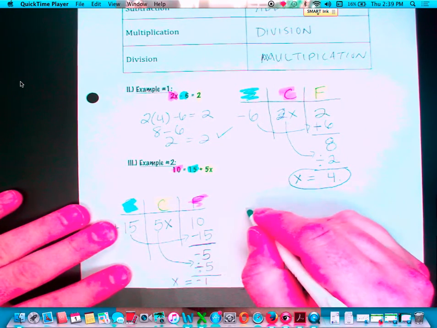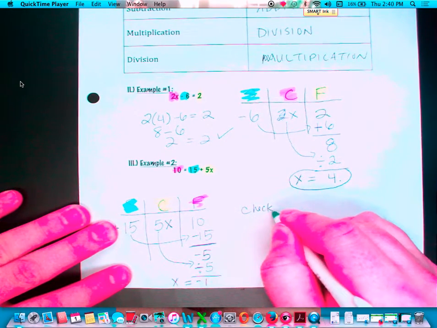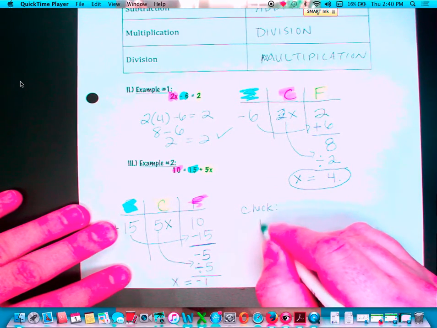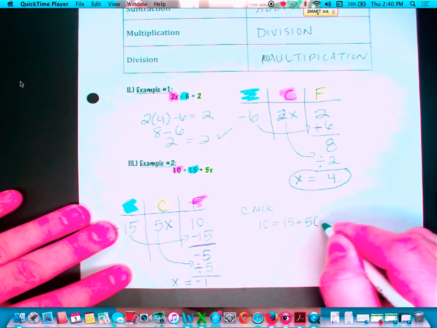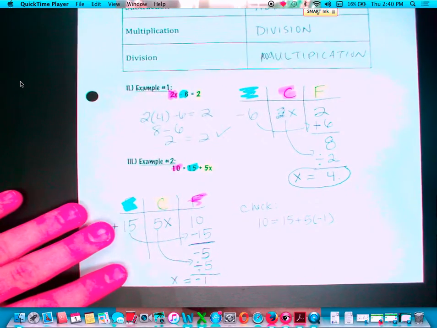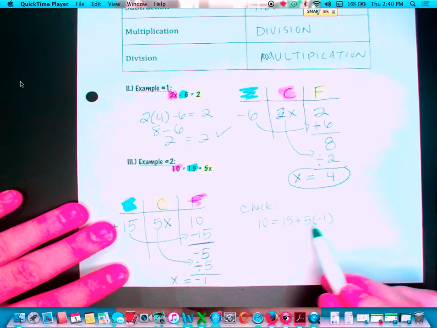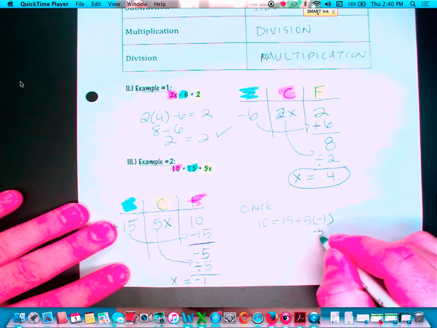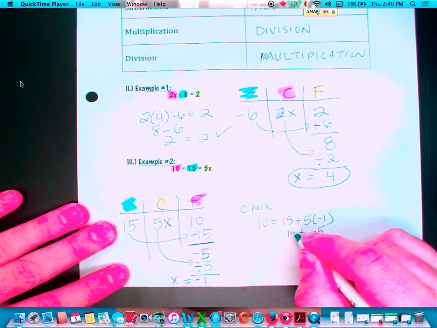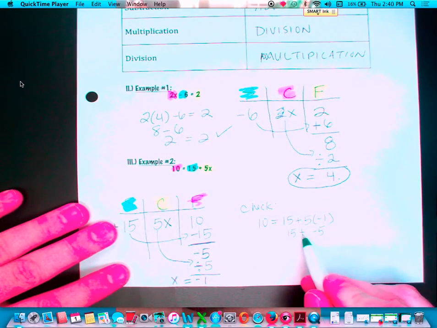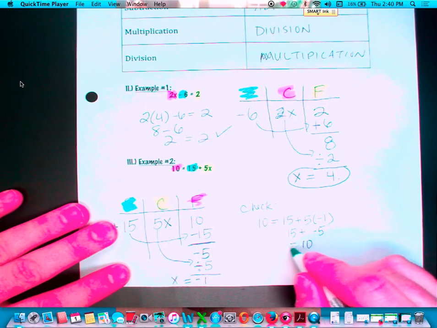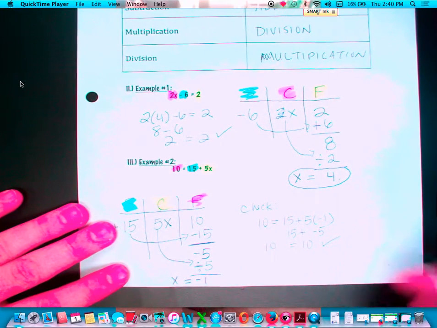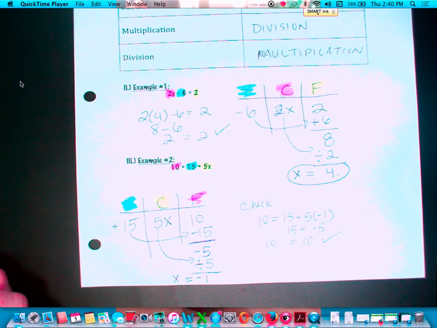And let's check it out to see if I got it right. So I put it back in here. 10 equals 15 plus 5 times negative 1. Let's see if we got it right. Well, 5 times negative 1 is negative 5 plus 15. 15 plus negative 5, or 15 minus 5, is 10. And those match up. Got it right. You can check me on my calculator, but I know we have it right now.